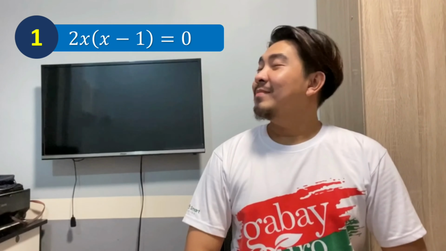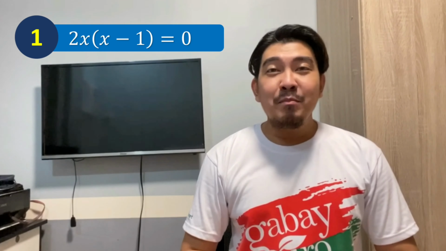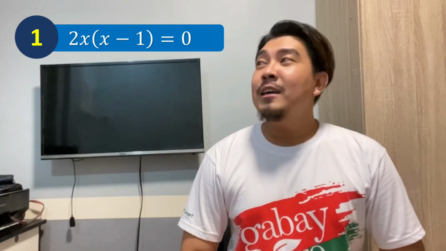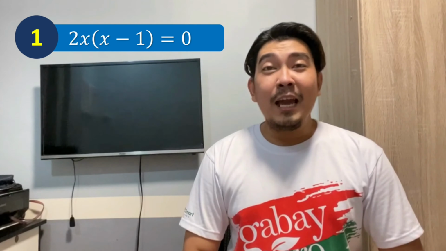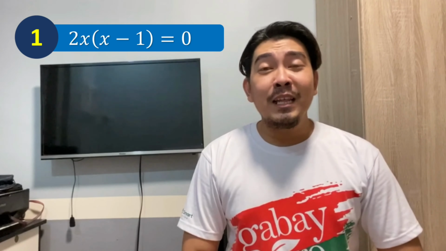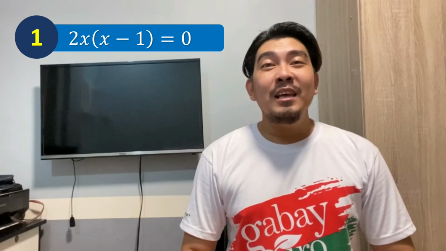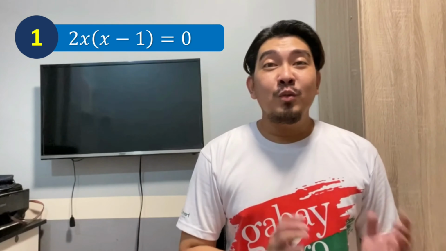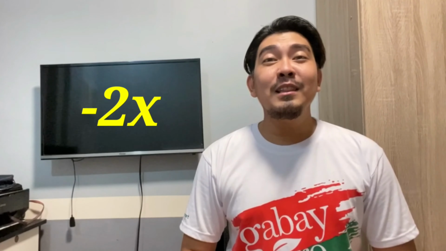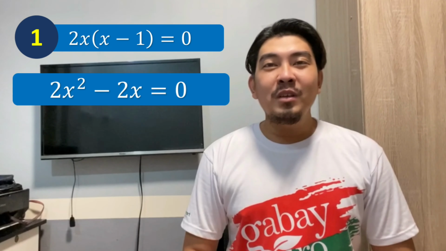Tara, sagutan natin. Item number 1 is given by this. We have 2x multiplied by the binomial x minus 1 is equal to 0. Kung titingnan natin, ang given na ito ay hindi quadratic dahil wala tayong quadratic term. Pero, kapag simplify natin ito, magkakaroon tayo ng quadratic term. I-multiply natin using distributive property. So, 2x times x, that will give me 2x squared. 2x times negative 1 equals negative 2x. Is equal to 0. So, therefore, the result will be 2x squared minus 2x equals 0.